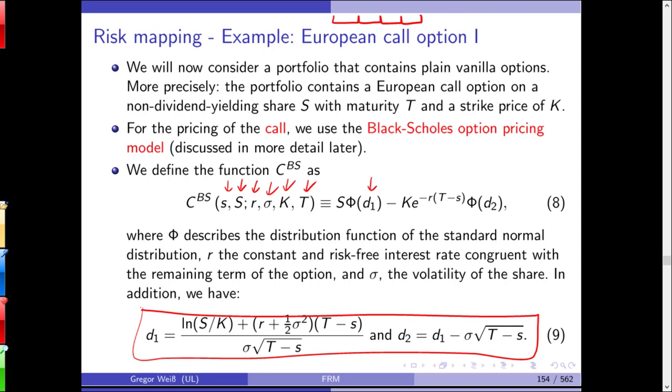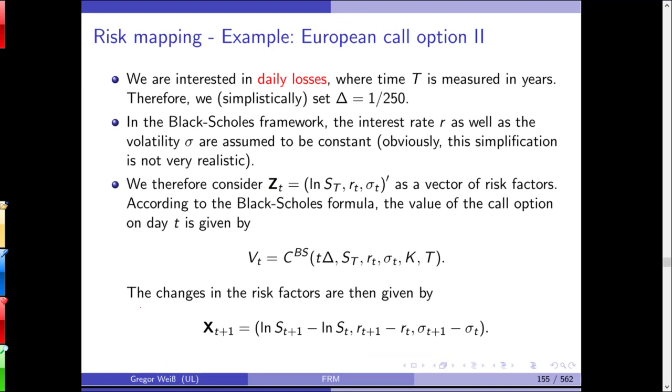Pricing equation. Okay, a little bit more difficult than a stock investment. Now we are interested in daily losses, where time t is measured in years. So we said delta equal to 1 over 250. And we now have the following risk factors: the logarithmic price, the log return, the risk-free rate, and the volatility.